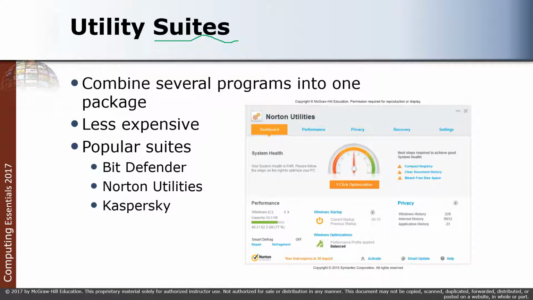Yeah, some of them are developed by Norton. You can see the example here. Norton utility software helps you to manage the system health of your computer system.